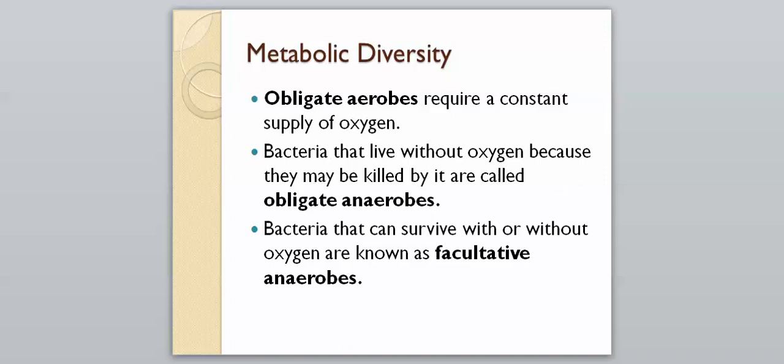There can be what are called obligate aerobes. And if you think of the word obligate, that means you have to do it. So if you're an obligate aerobe, you require a constant supply of oxygen, meaning you're always going to have oxygen. You're obligated to oxygen. And then the next one are bacteria that live without oxygen because they may be killed by it, called obligate anaerobes. So if you remember, we see the letters AN, that means without oxygen, so they cannot have oxygen.